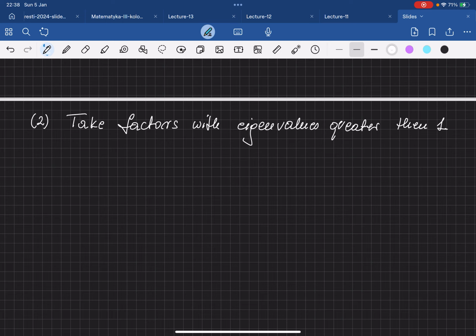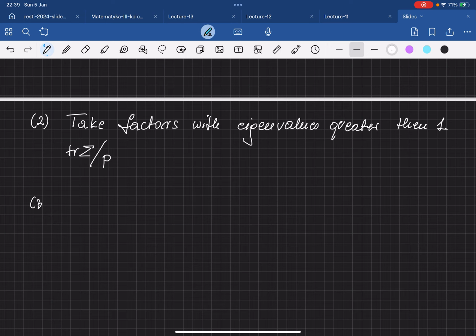If we started with variables that were not standardized, then we should select factors with eigenvalues that are greater than the trace of sigma divided by p. So this is then instead of 1.